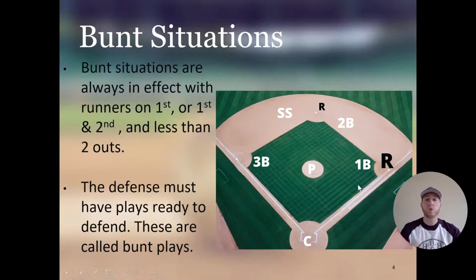And bunting is used in order to advance the runners. That's pretty much all it's used for, unless you're a really speedy runner and you do it for base hits. The sacrifice bunt is always used to advance runners to the next base. So it's called a sacrifice for a reason. You're sacrificing yourself as an out in order to advance the runners to the next base.